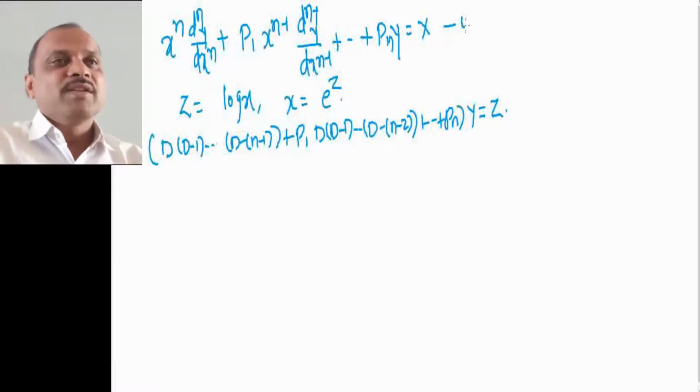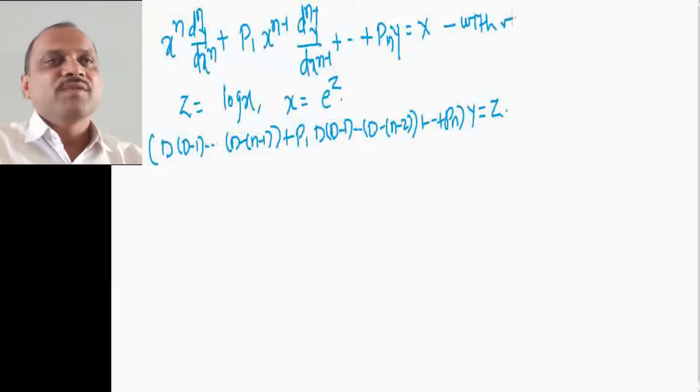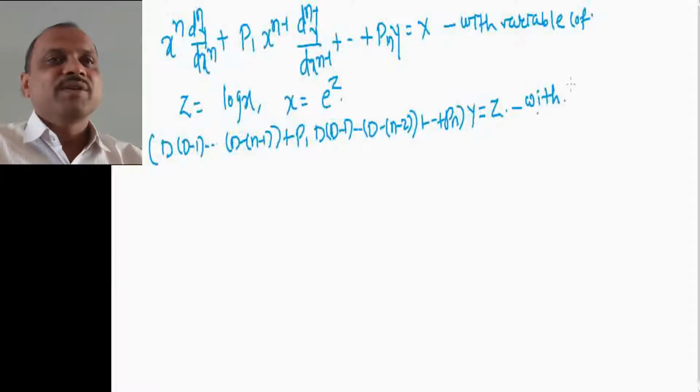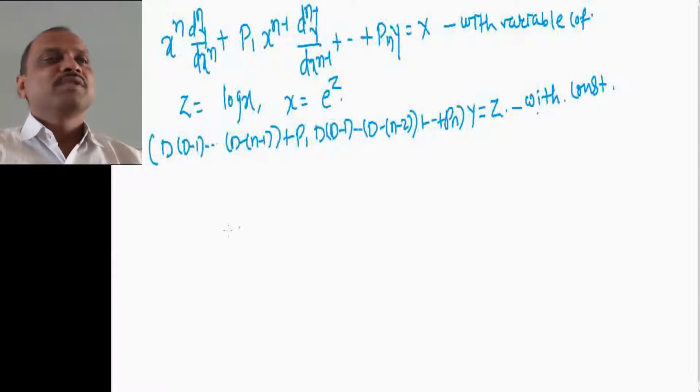This is a linear equation with variable coefficients. And when we substitute z equal to log of x, it will be converted into a linear differential equation with constant coefficients.